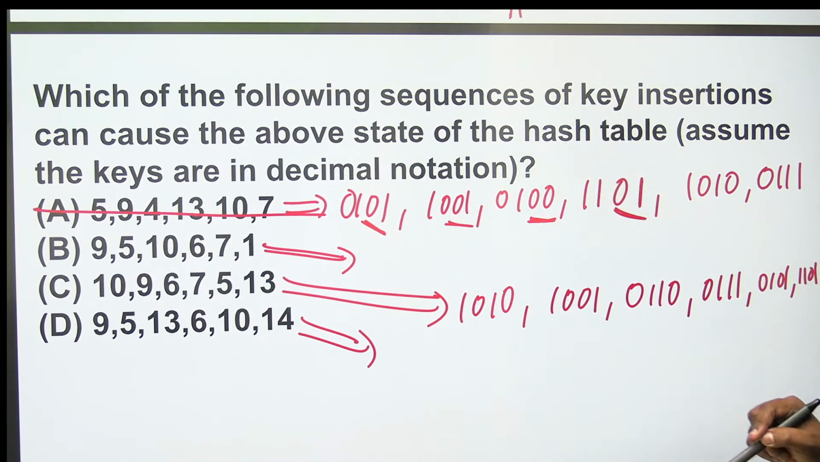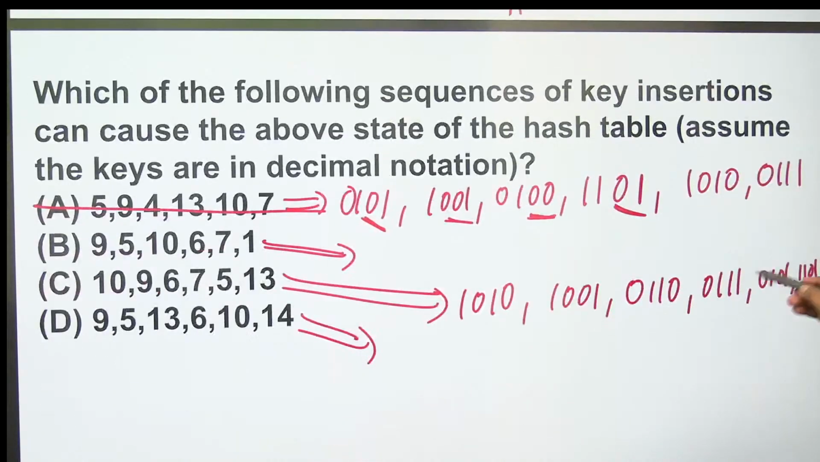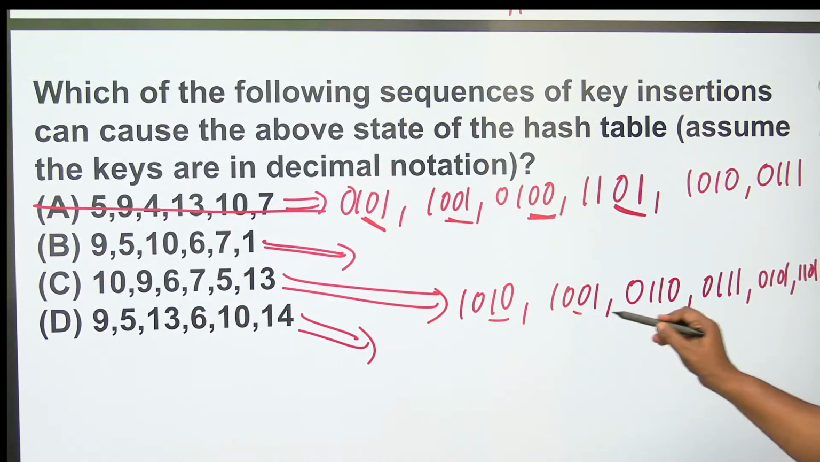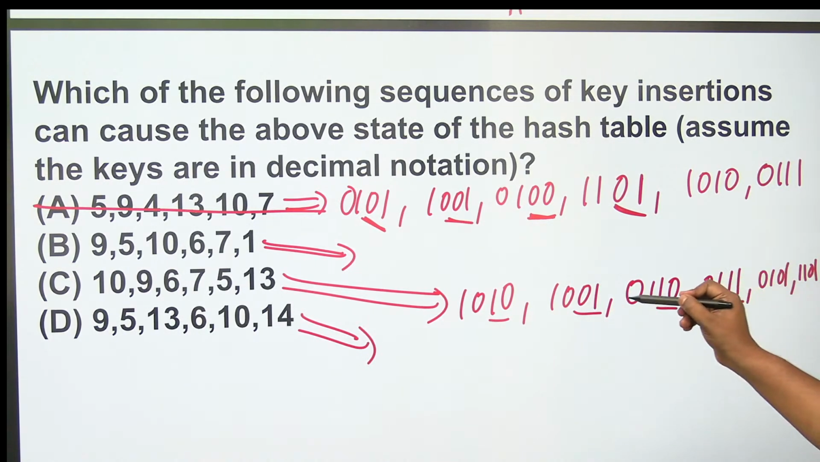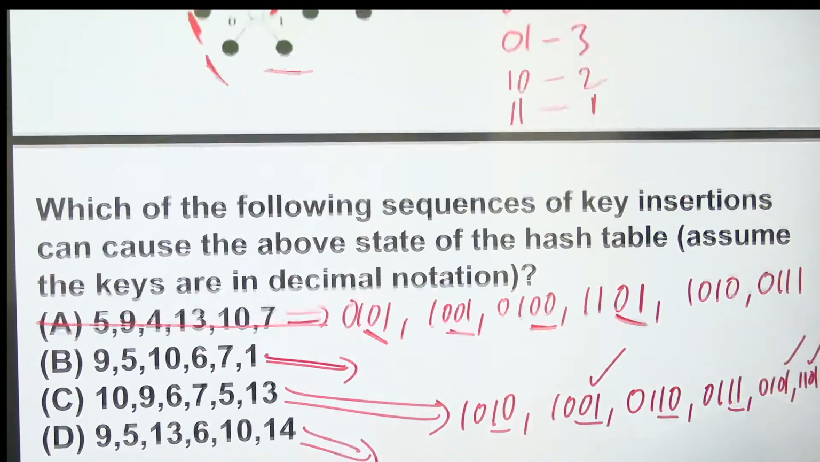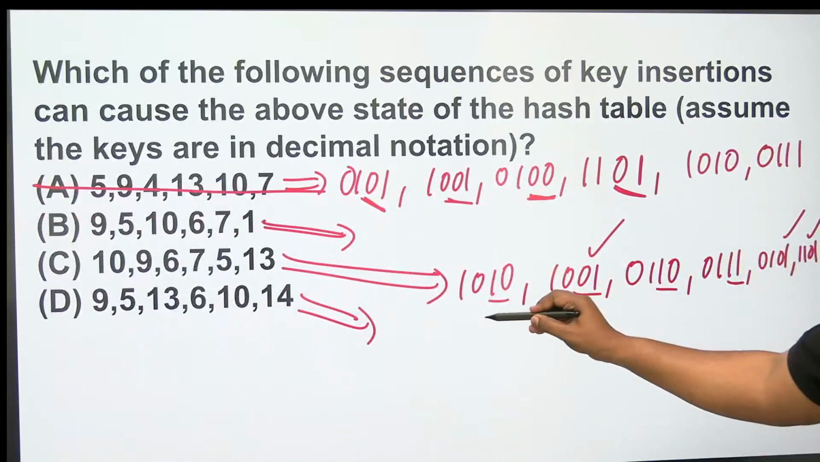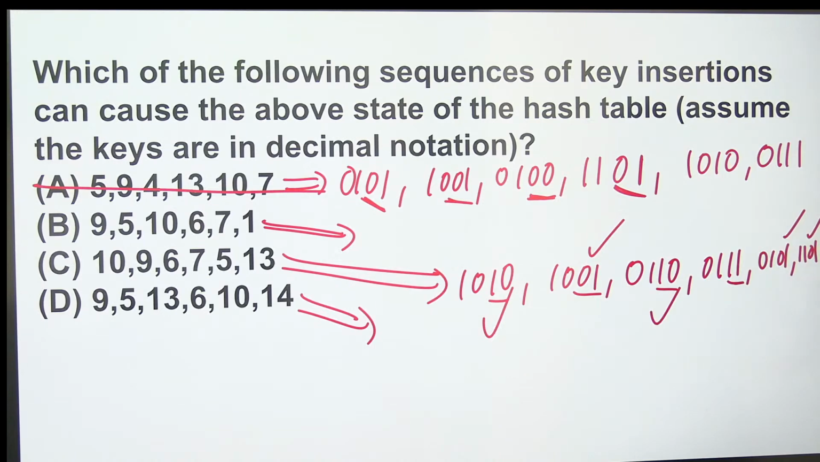So is there any 00 here? No, that's okay. Next one, how many people 11? Can you check 11? 1 person only, fine. Next one, 01, how many? 1, 2, 3. I think 01 is 3. 11 is 1. And one more, 10, how many? 2. 10: 1, 2. I think it's perfect.